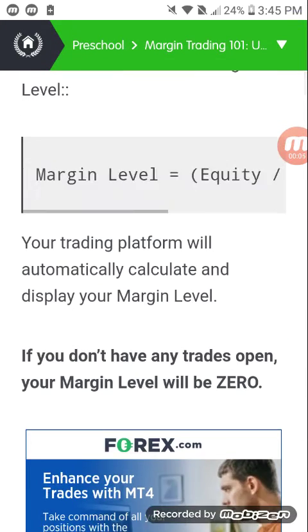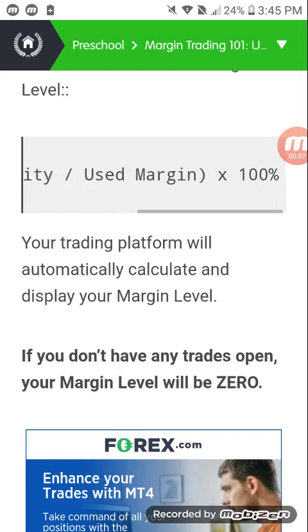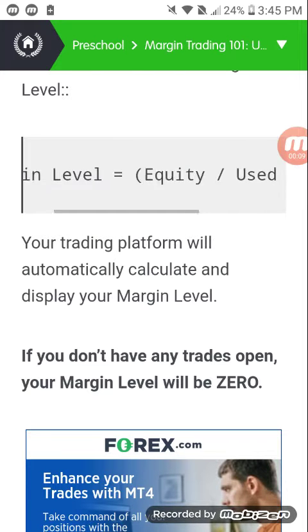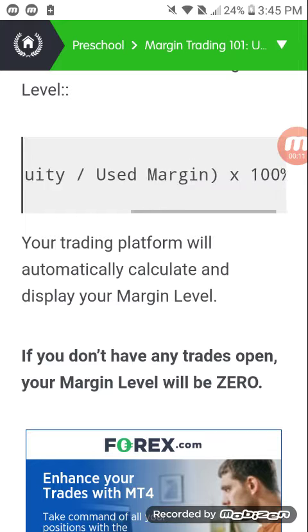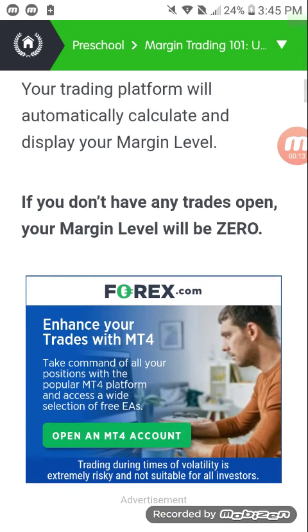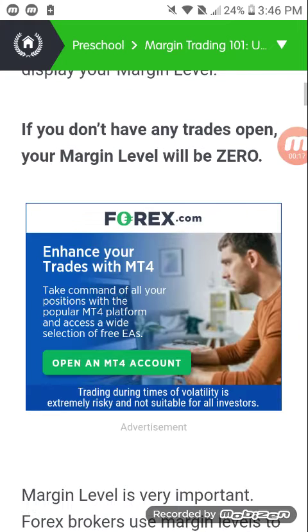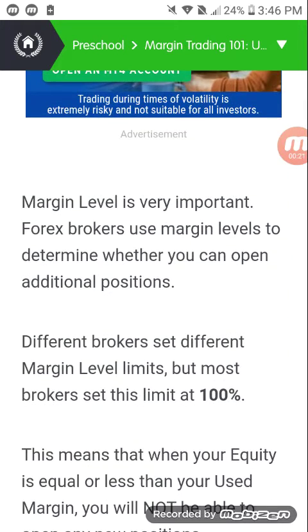So margin level is very important. It's your equity divided by your used margin times 100. Your trading platform will automatically calculate and display your margin level, but if you don't have any trades open, your margin level will be 0. Your margin level is very important.